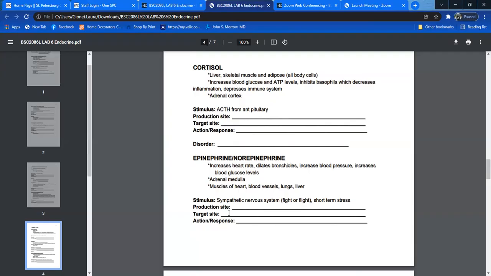The target sites, multiple target sites, as you know, because you guys study the autonomic nervous system in AMP1. It targets the heart to increase heart rate. It targets the lungs to increase respiratory rates, and the bronchioles to dilate them to allow more air into and out of the air system. It increases blood pressure systemically, and increases blood glucose levels for the same reasons that cortisol did. You want to have enough glucose available to convert to ATP.